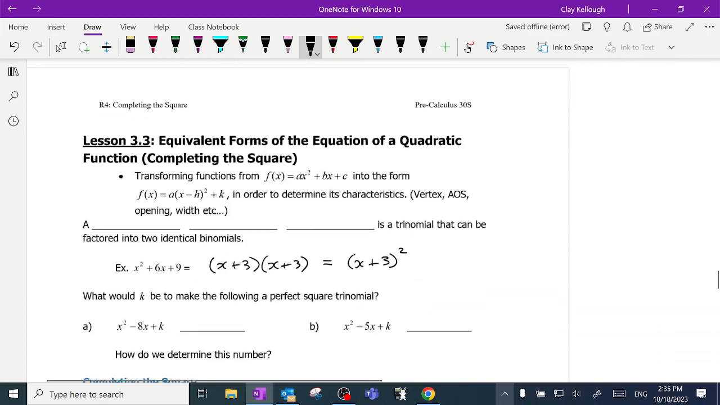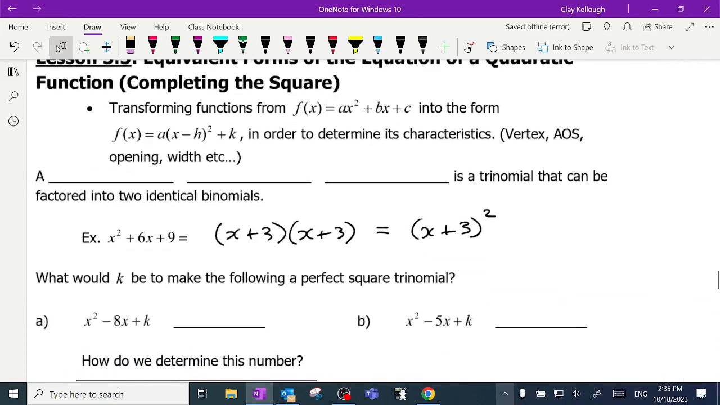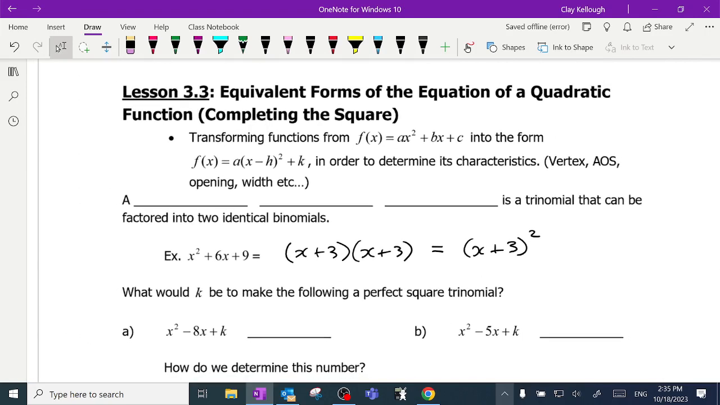And in your notes now for lesson 3.3, let's start with reading this together. If I would like to change any equation that's quadratic from its standard form to its vertex form, I need to be able to do what's called completing the square, meaning I'm going to try to make a perfect square trinomial. And that's what the first blanks are. A perfect square trinomial is a trinomial that can be factored into two identical binomials, like this one.